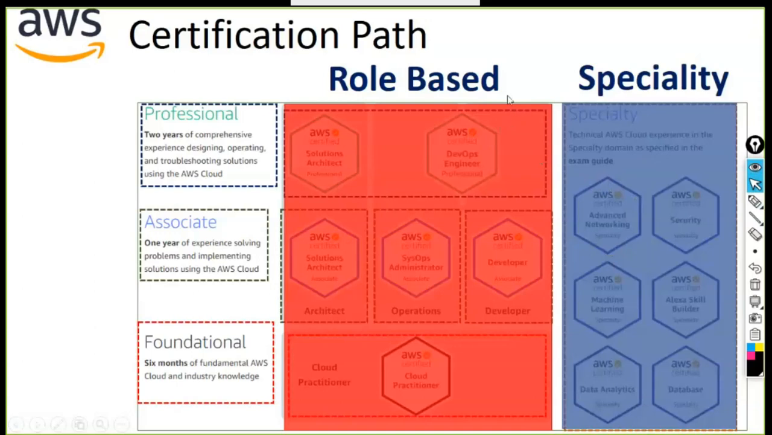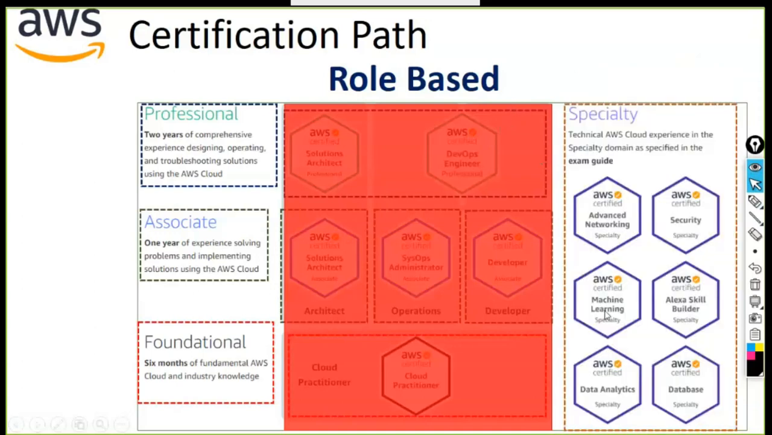So in that case, you can go for a specific AWS machine learning specialty certificate. You're getting it? So here we have this AWS machine learning specialty certificate, which you can appear for. Or you might be a data analytics person, you can go for that certification.